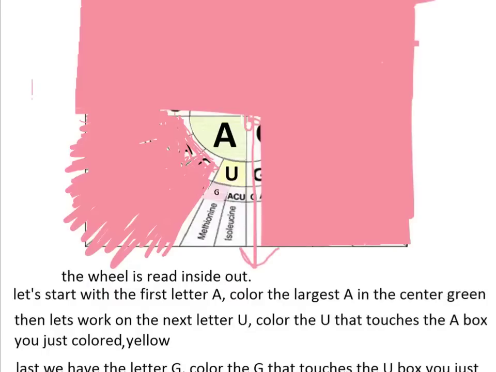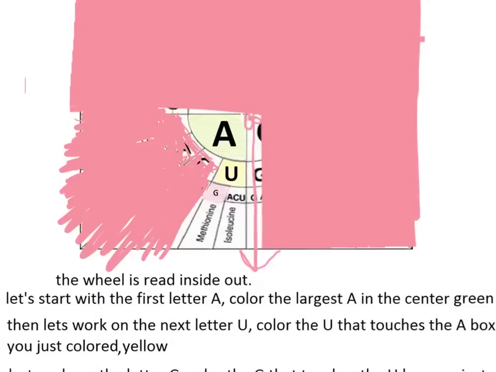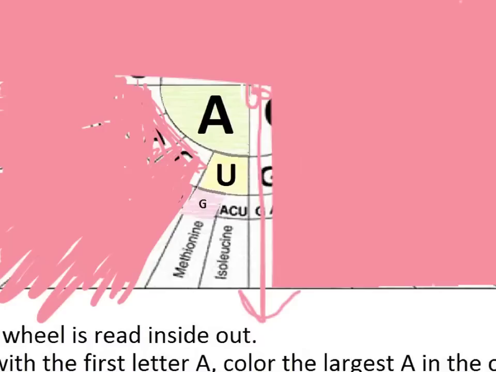So isoleucine, that's how you pronounce it. Isoleucine has a common beginning. They both start with A and U. And then the third letter is what makes them different. AUA makes isoleucine. AUC makes isoleucine. AUU makes isoleucine. Okay?